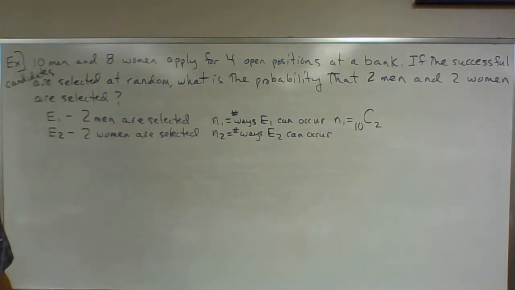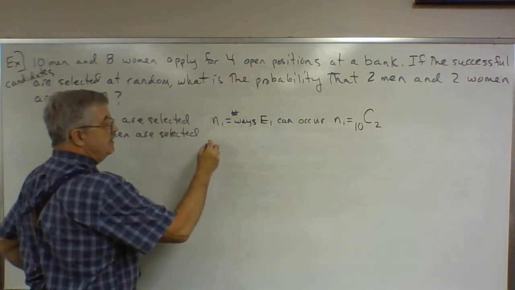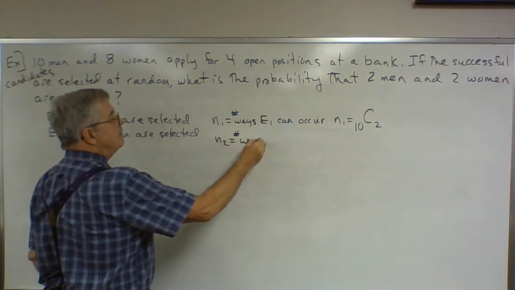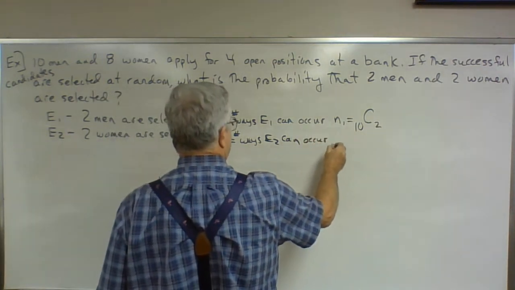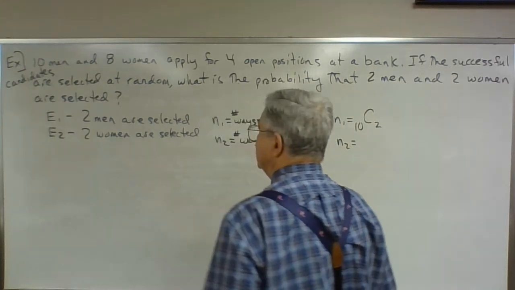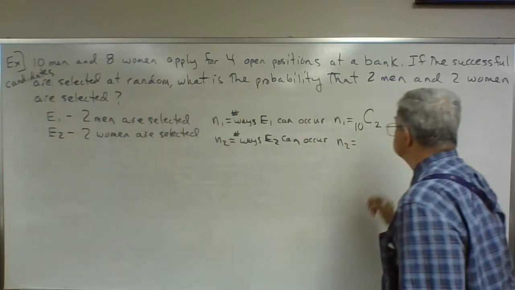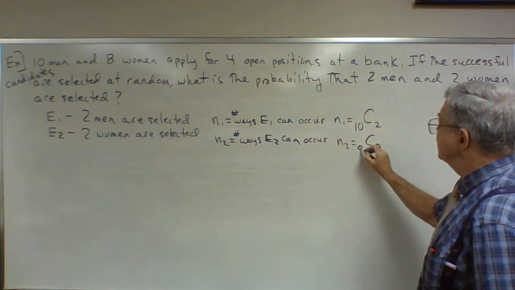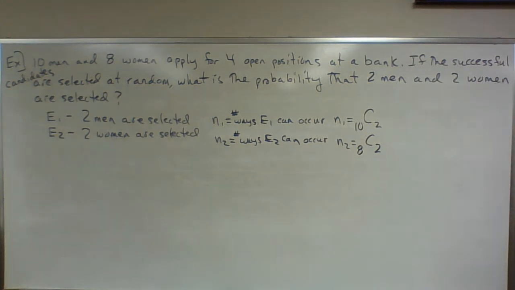Let me move this down a little bit. I don't want all of these figures to be packed in so tightly we can't read them. N2 will be the number of ways that E2 can occur. So with E2 we're selecting 2 women from a set of 8 women. So this will be a combination of 2 women selected from a set of 8 women because the order of selection is irrelevant. Okay, that looks good.